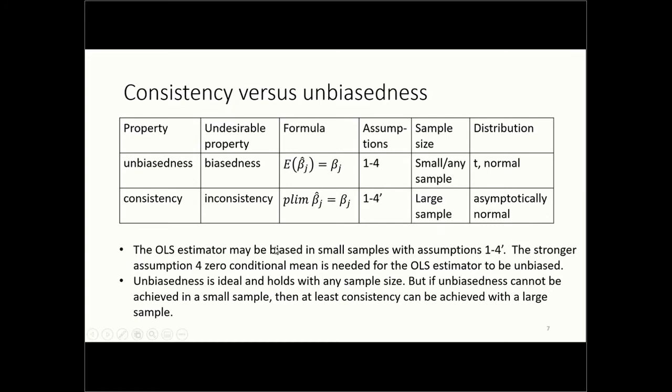So the OLS estimator may be biased in small samples under assumptions 1 through 4 prime. We would need the stronger assumption 4, the zero conditional mean, to get the OLS estimator to be unbiased. So again, unbiasedness is ideal. It holds at any sample size. But if we cannot achieve it with a small sample, then at least we can think that consistency can be achieved in a large sample.